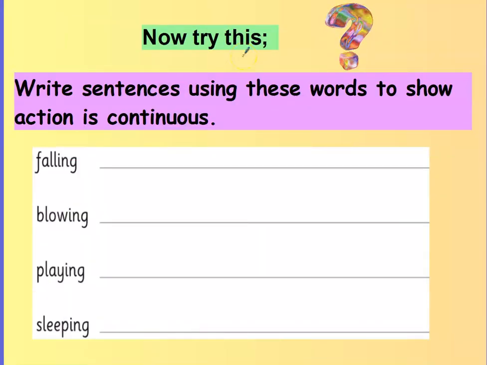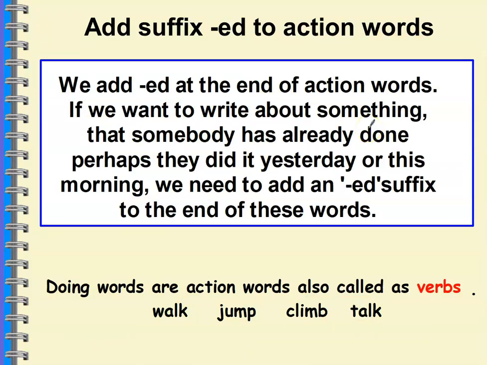Now try this. You are supposed to write sentences using the words given below to show that the action is continuous. And what are the words? Falling, blowing, playing, and sleeping. So quickly write down the sentences using these words to show that the action is continuous. Good job, my dear students.